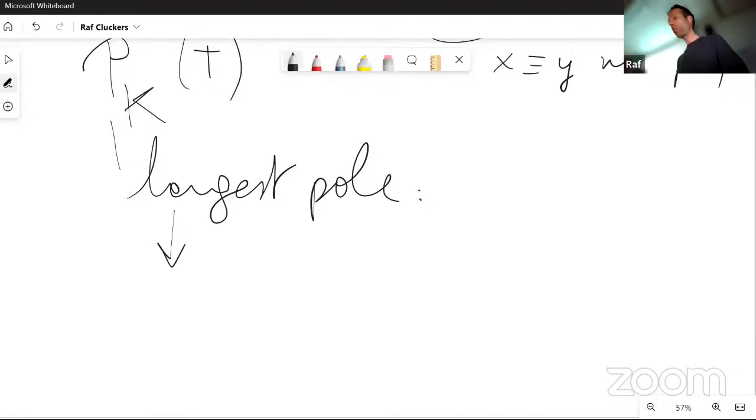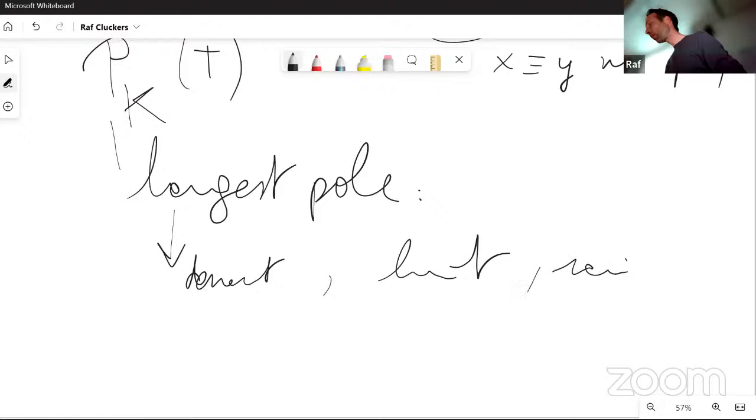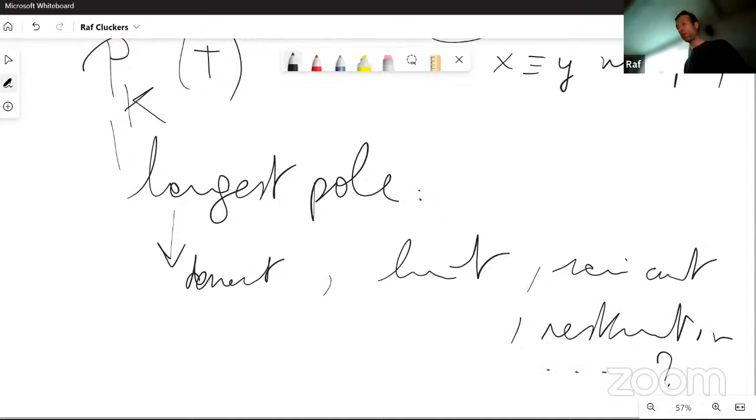For this largest pole, you can ask the questions: descent, limit value, semi-continuity, restriction. Natural questions about this largest pole. And I will come back a bit later to some positive answers to a few of these questions.